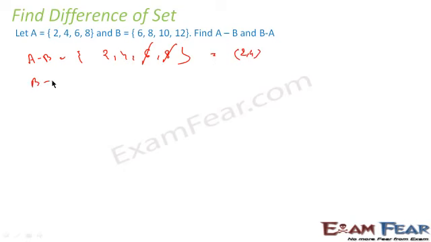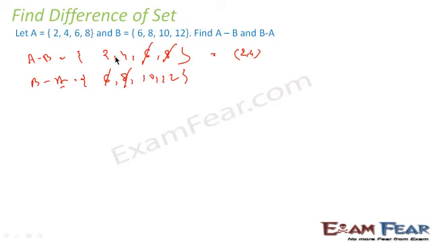Similarly for B minus A, you write all the elements in B first. And now we'll subtract the elements which are common, which are also in A. Is 6 in A? Yes. Is 8 in A? Yes. Is 10 in A?